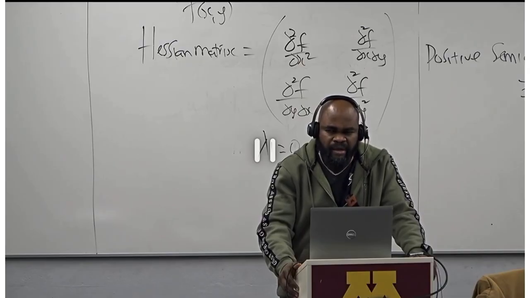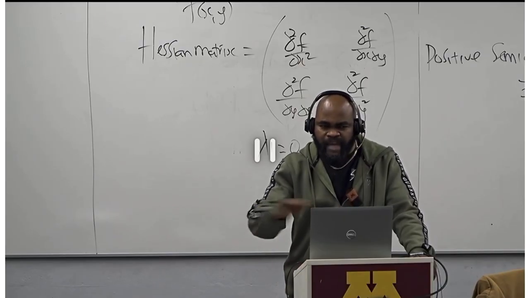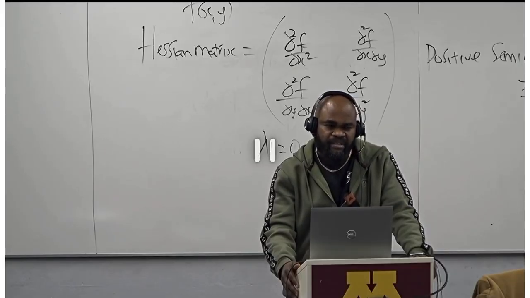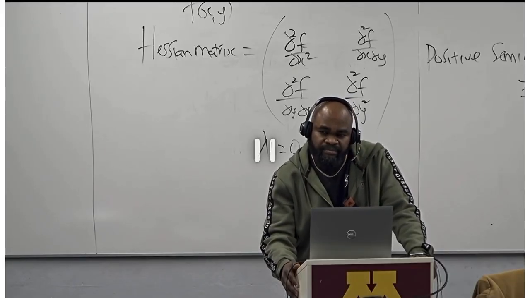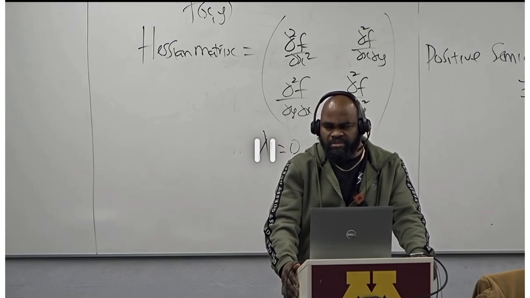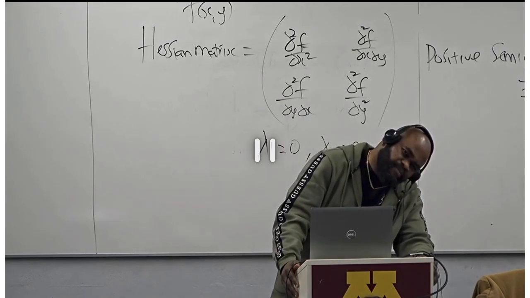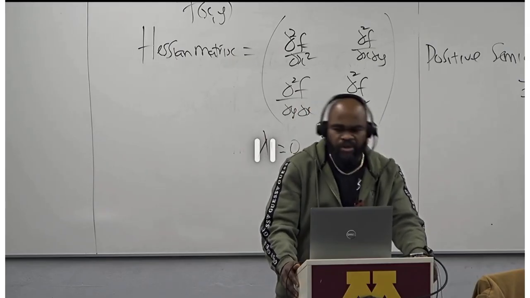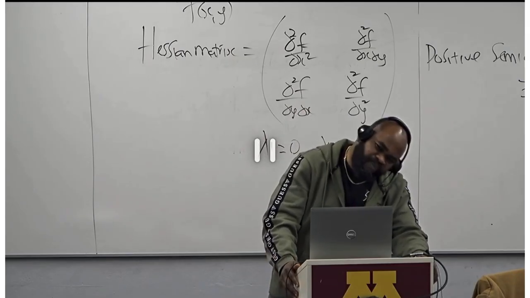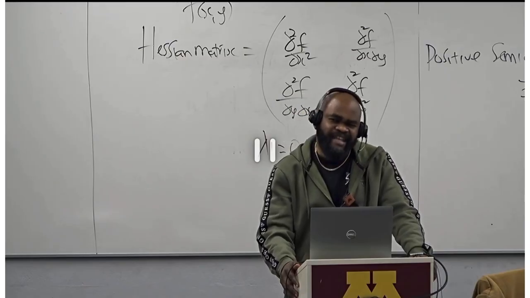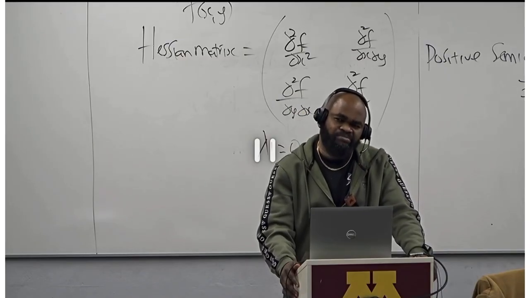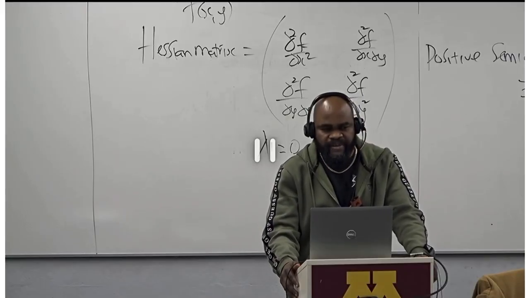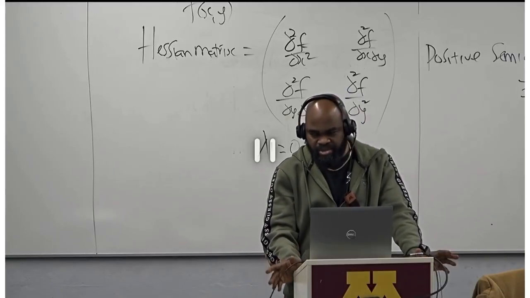But what if in a situation where all of them are negative? We call that negative semi-definite, and that is concave. What if one is negative and the other one is positive? You have a combination of negative and positive eigenvalues. That is indefinite. Indefinite means it is neither concave nor convex. Do you get the information?